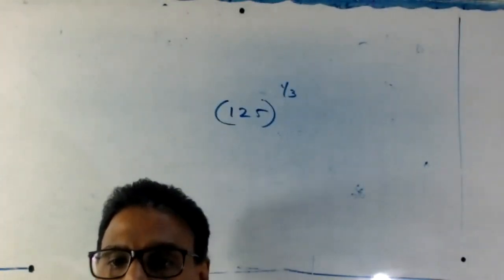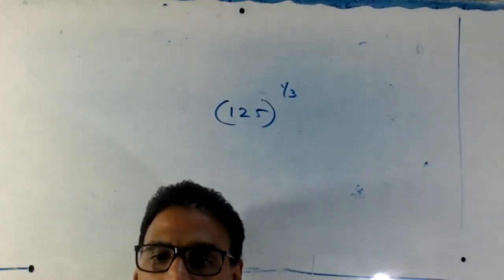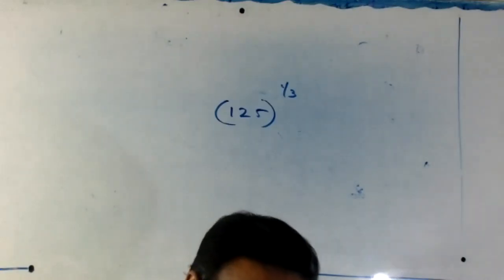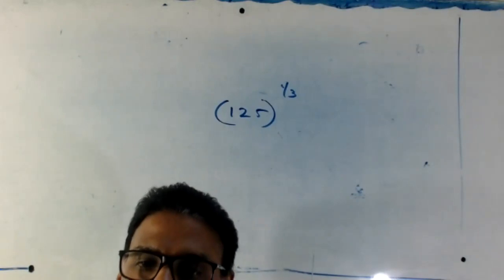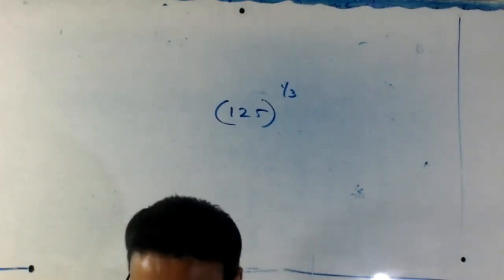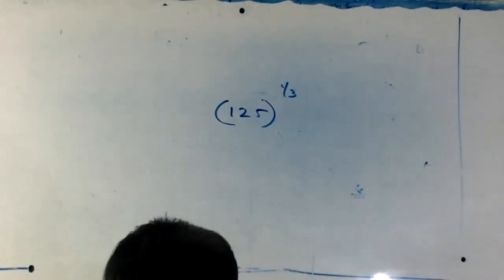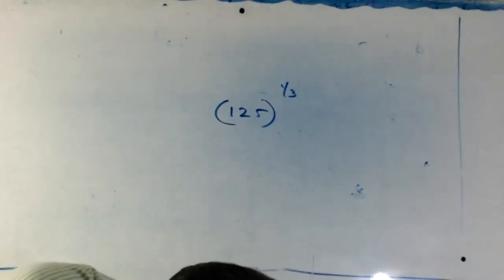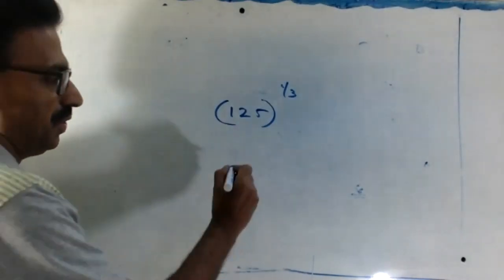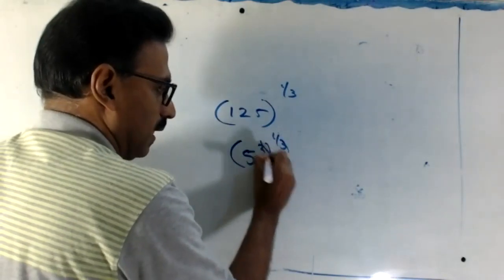Okay, wait, let's finish all. Dhruv, check the question. 125 whole raised to 1 by 3. Here, you know this one, (5 cube) whole raised to 1 by 3. Cancel, answer 5.